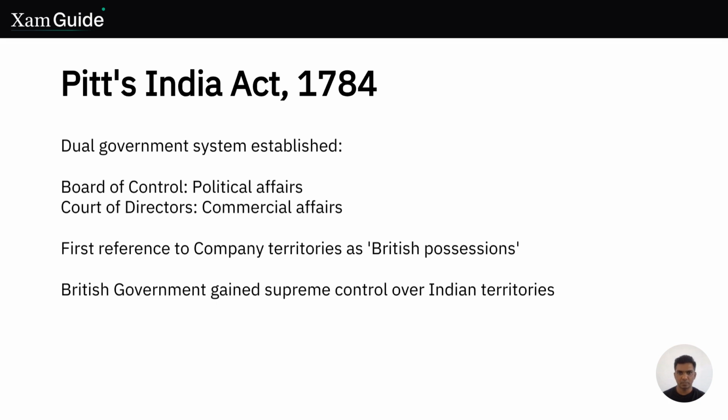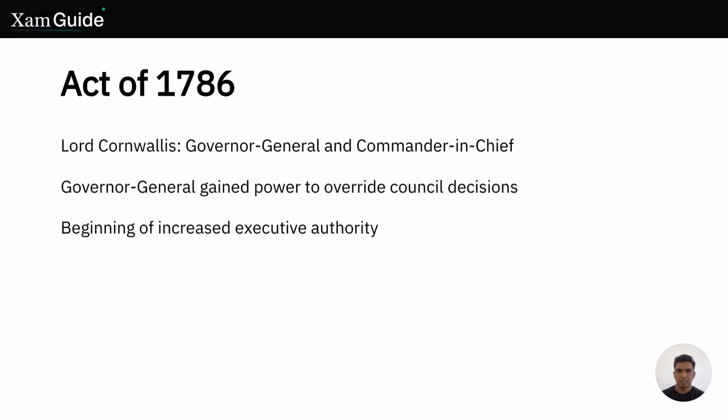The Act granted the British government supreme control over Indian territories. Our sovereignty was being eroded bit by bit. Act of 1786. By this time, Lord Cornwallis had become the Governor General and was also appointed as Commander-in-Chief.